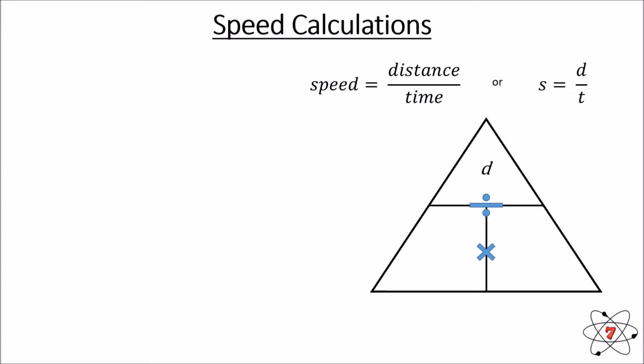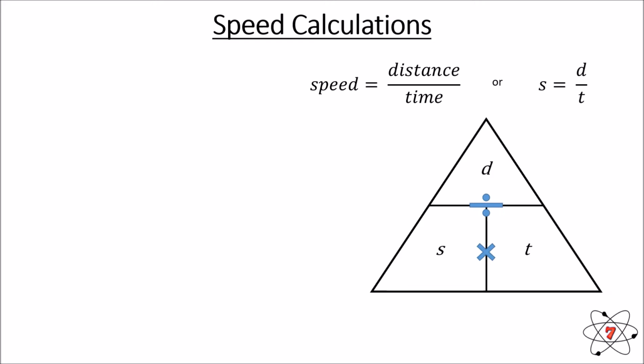So distance is going to go at the top of our equation triangle. And we know this because distance is divided by time. So distance must go at the top. This also means that time must go at the bottom of our equation triangle. This only leaves one space remaining, which must include speed.